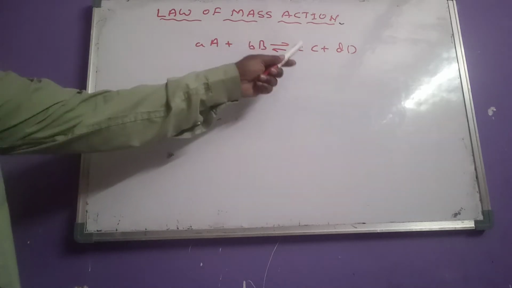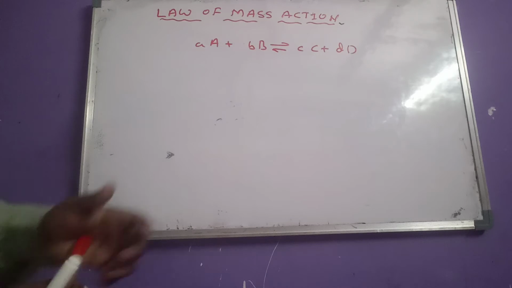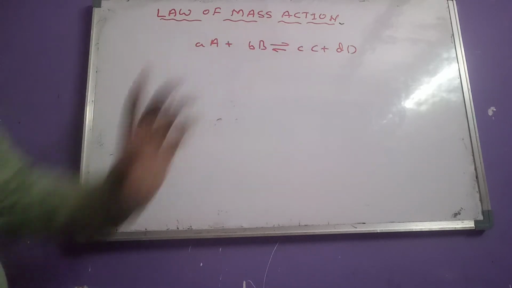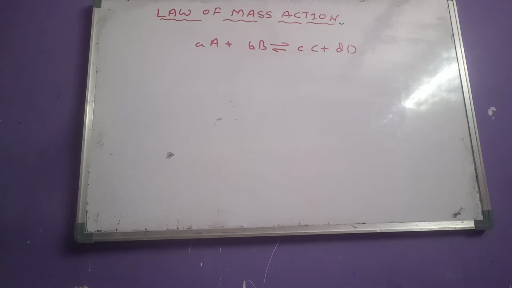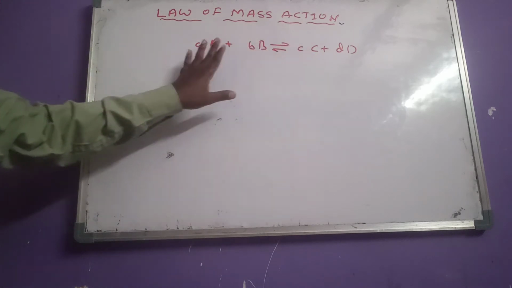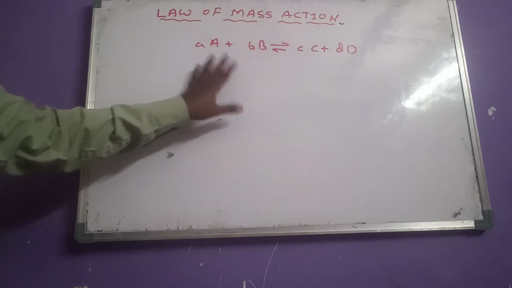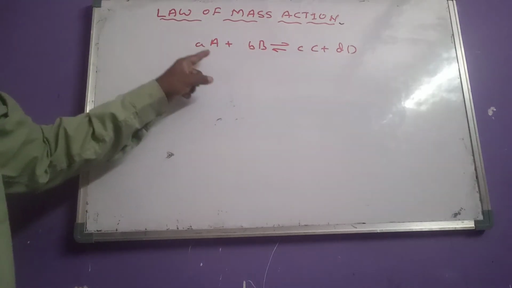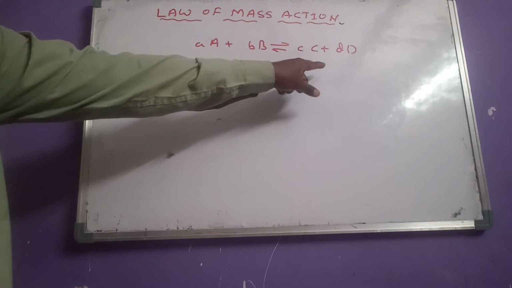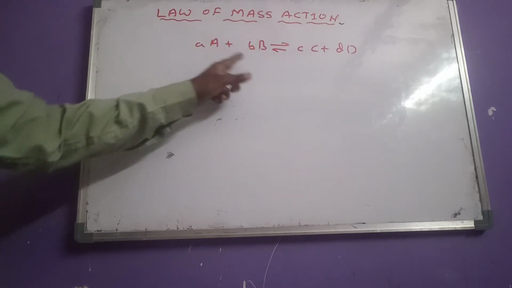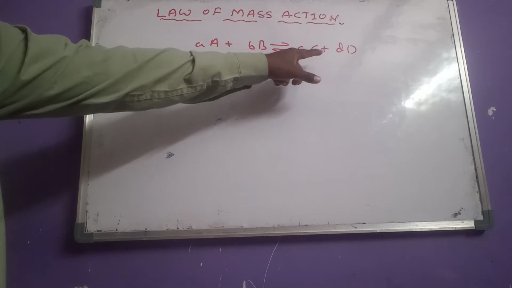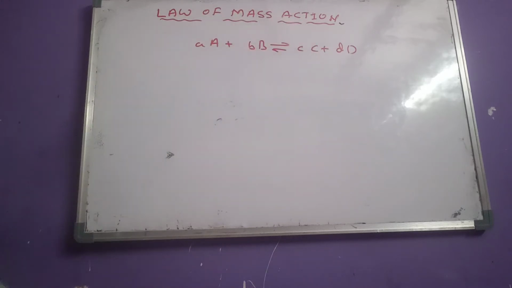In that equilibrium reaction, A and B reacting to give C and D is known as the forward reaction. In the forward reaction, A and B are the reactants. In the backward reaction, C and D combine to give A and B, so in the backward reaction, C and D are the reactants.